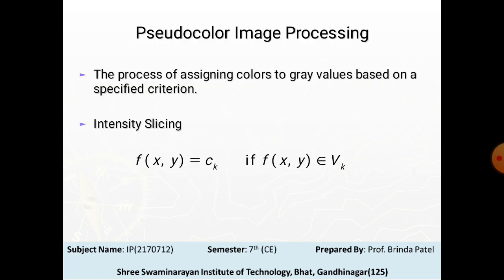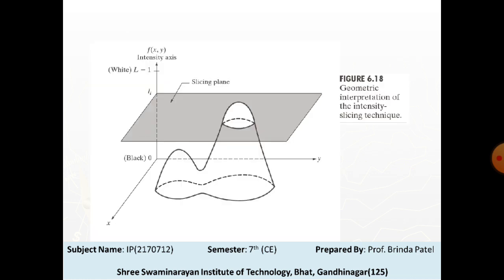So in general, the technique may be summarized as follows. Let 0 to L minus 1 represent the grayscale. Level L0 represents black, meaning f of x,y is equal to 0, and level L minus 1 represents white, f of x,y is equal to L minus 1. So here is the black and here is the white.